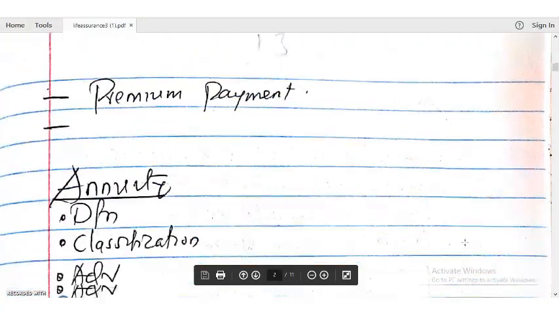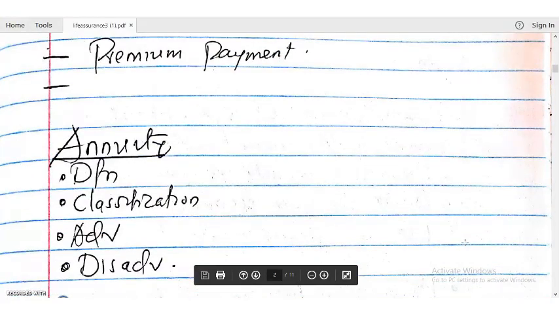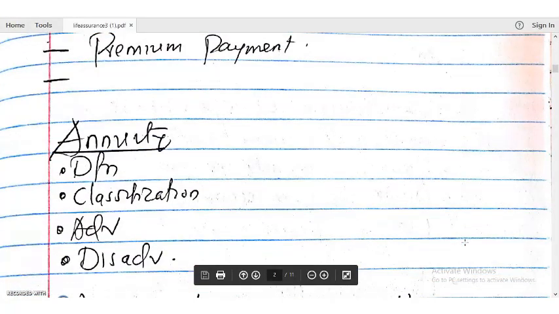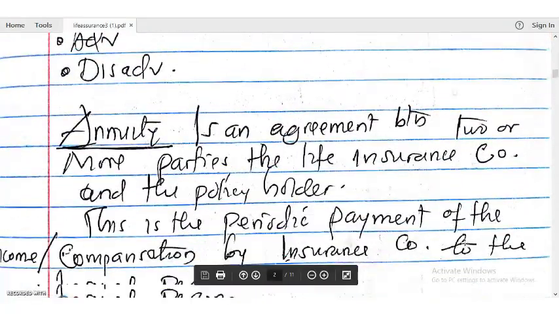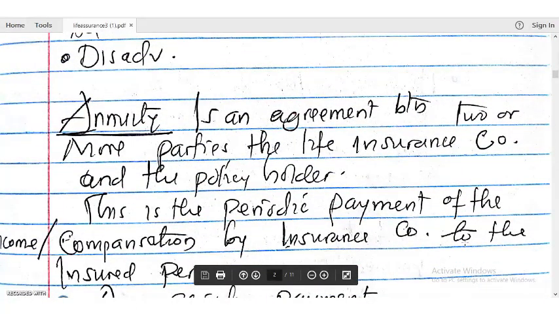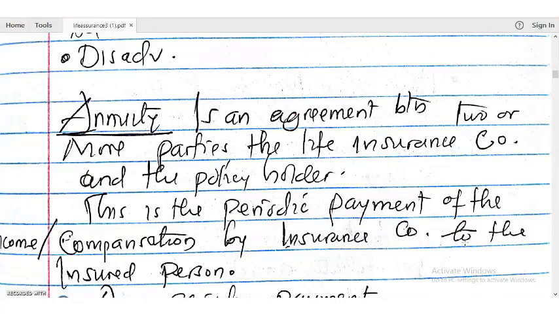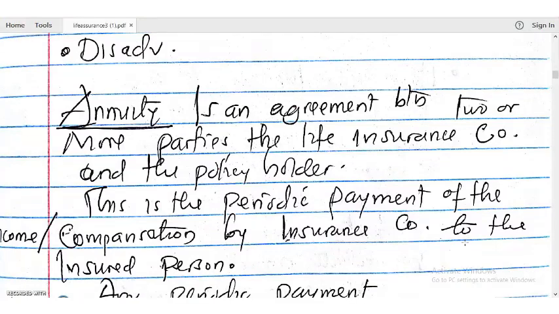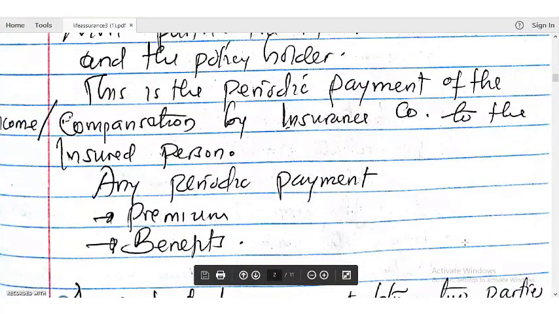Another thing is annuity, that is the second item. You should know the meaning, classification, advantages and disadvantages of annuity. What is annuity? Annuity is an agreement between two or more parties, the life assurance company and the policy holders. Usually annuity is any kind of periodic payment of income or compensation by the insurance company to the insured person. This payment can be the payment of premium or the payment of the income or the benefits, and periodic payment, which is premium or benefits.